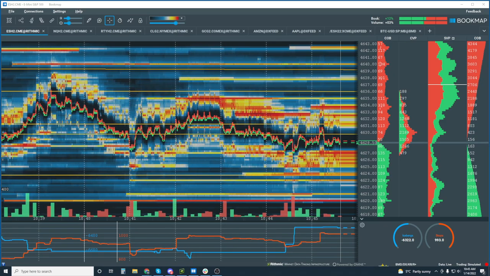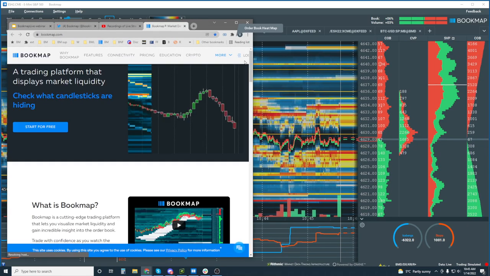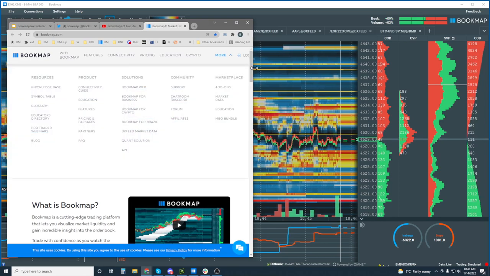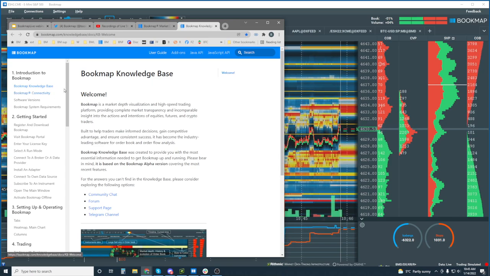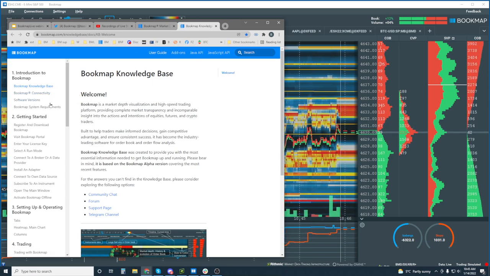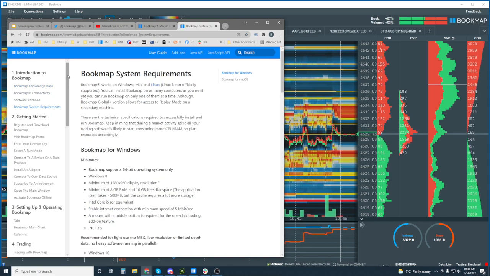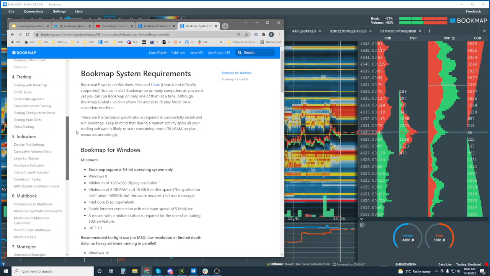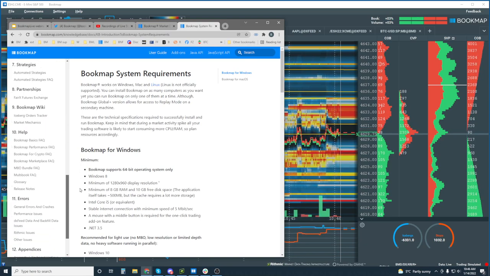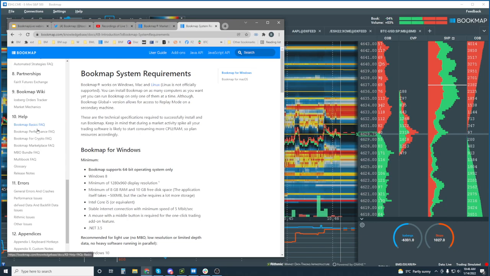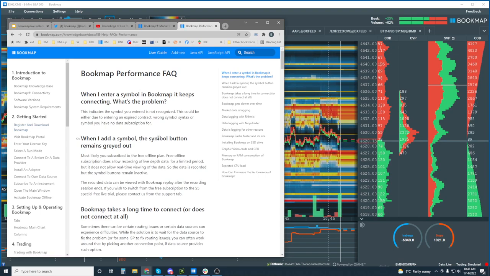This is where you can find out about it. Go to the knowledge base: on bookmap.com, click the more button, then knowledge base, which takes you here. Then we're going to go through their system requirements. You might want to take a look at that first. Then we scroll down to the help section here. Bookmap performance FAQs. Click on that, and then go through this.